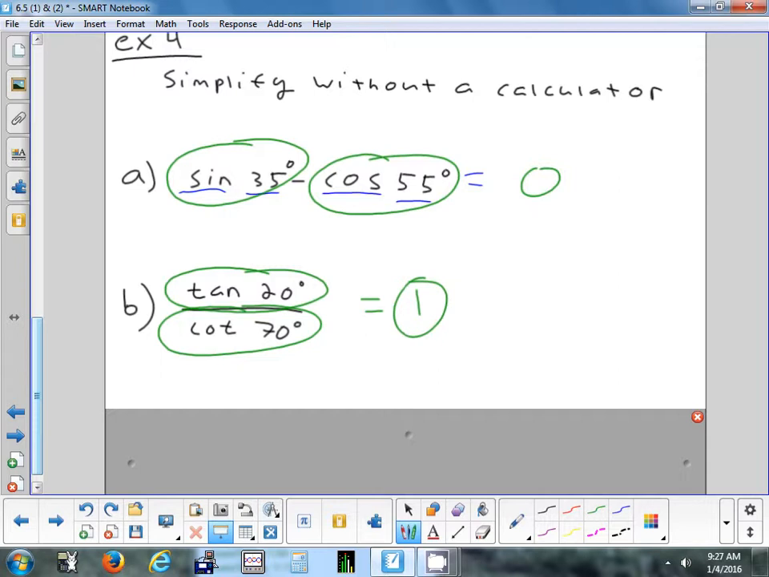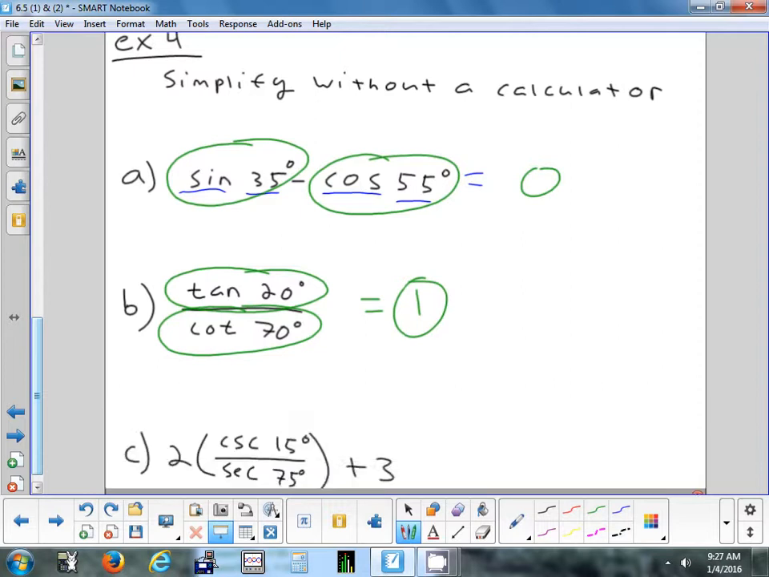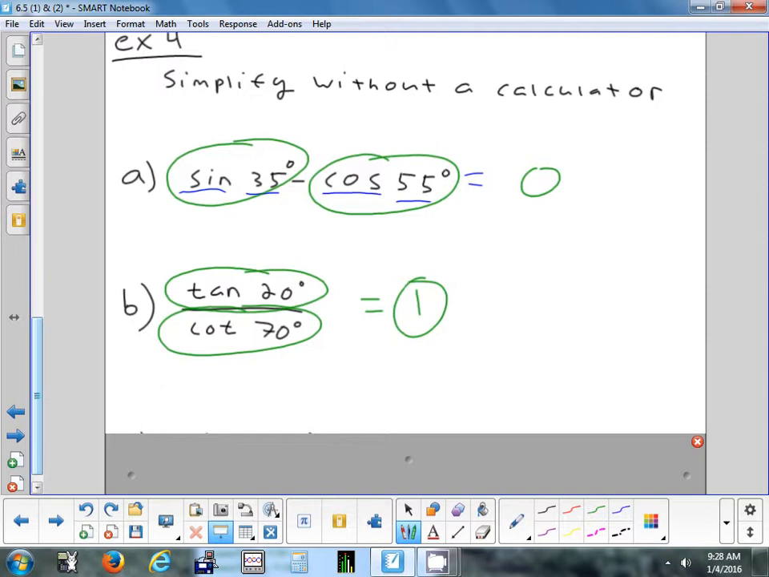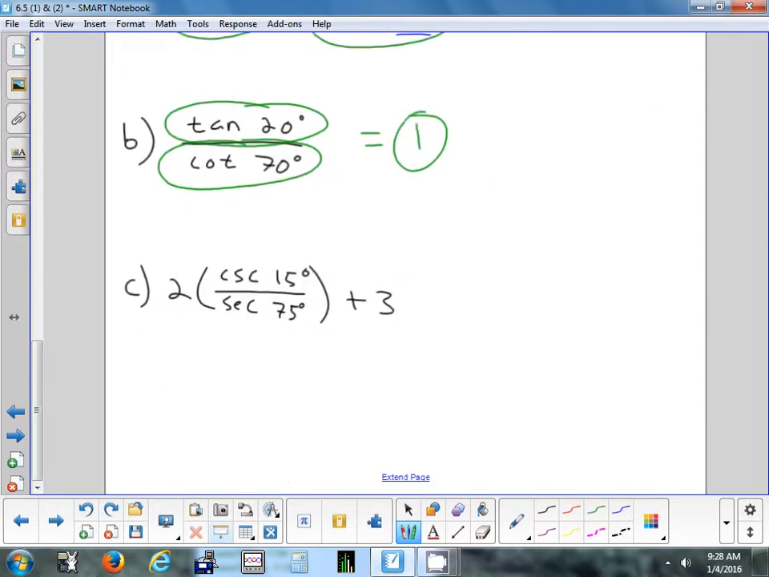I have no idea what the tangent of 20 is. I have no idea what the cotangent of 70 is, but I know they're the same. Divide two things that are the same, you always get 1. Any questions on that? All right, and the last one. Similar to example B.